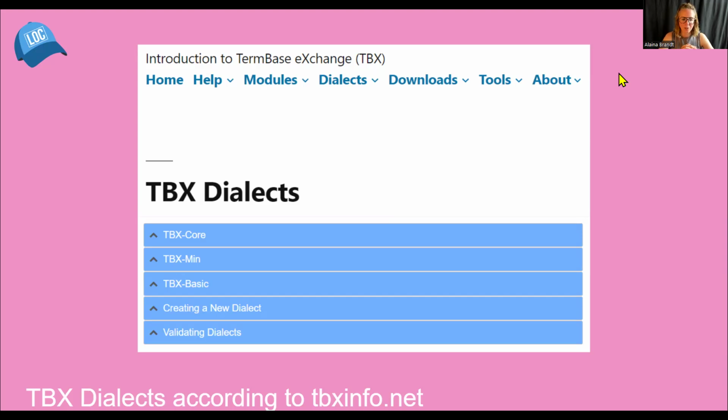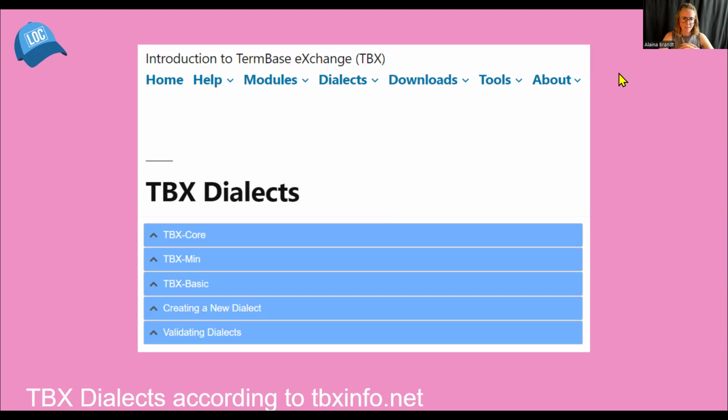The ISO 30042 TBX standard is also important in that it provides guidance on how term bases can be designed to start small while leaving room for really big growth. The standard features 4 dialects of ISO 30042 compliant term bases: core, min, basic, and linguist. The last one, linguist, is not pictured here.